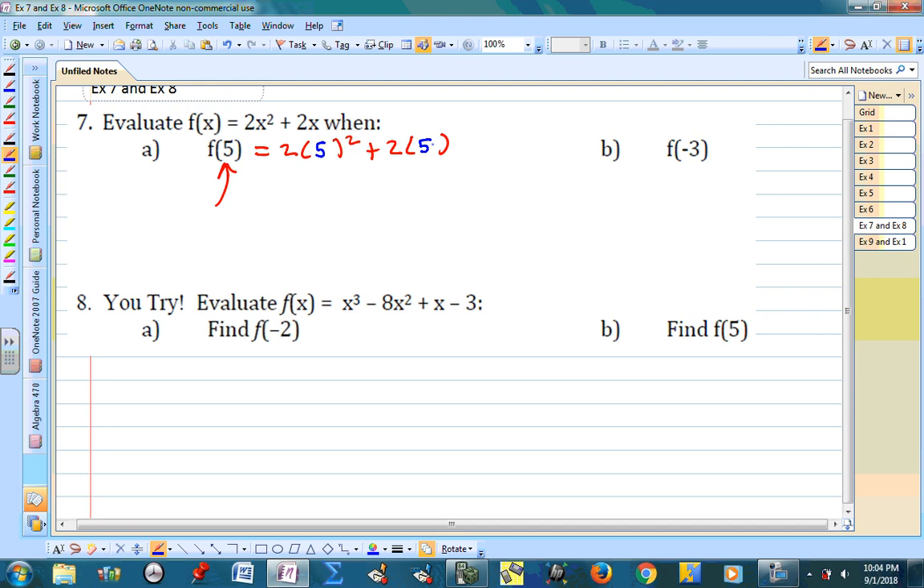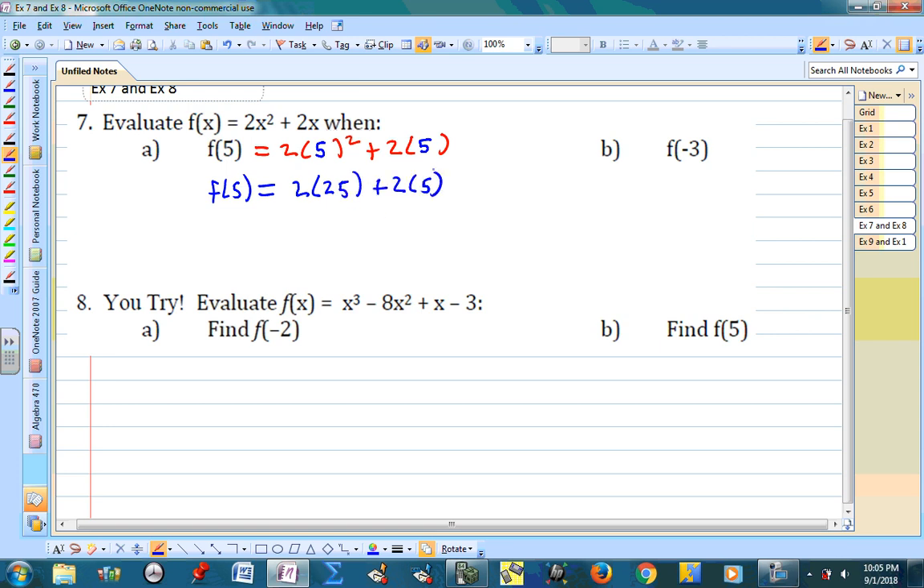And now, once again, we'll just use the order of operations. The first thing to look for is something to be done inside of grouping symbols. Well, we have parentheses here, but there's no operation inside. There's no adding, subtracting. So we'll just do the exponents first. 5 squared is going to make 25. 5 times 5 is 25.